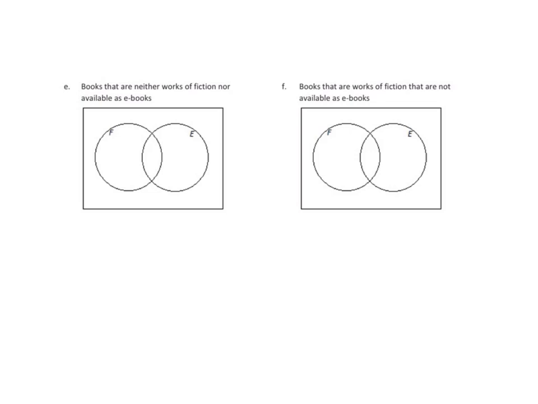I actually have 2 more that go with this, so again, pause it, get them drawn out. I want books that are neither works of fiction nor available as ebooks. So that's telling me I don't want to be in any of that. I want to be basically outside of those. I can't be inside of either one. And F, books that are works of fiction that are not ebooks. So I can just be a fiction, but I can't be in the E section.